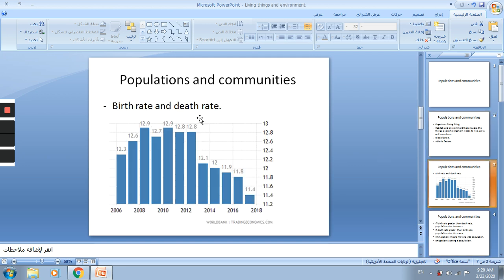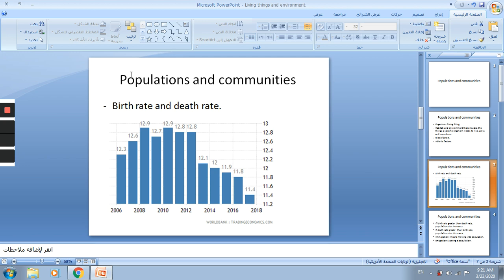So today, about populations and communities, we have birth rate and death rate. Everyone, open your textbook, page 11, and you will see the definition of birth rate. Birth rate means the number of births per unit time, and death rate is the number of deaths per unit time.